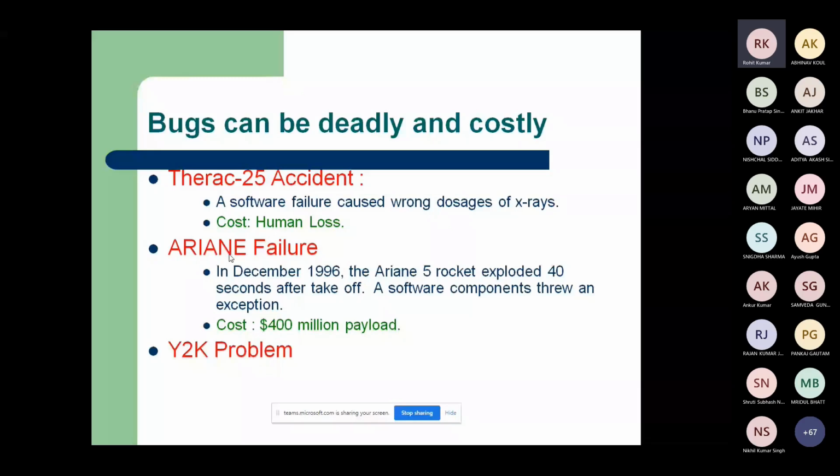Just after 40 seconds, a pretty simple exception was thrown which could not be caught, and then the system behaved differently. That's all I can say at this point of time. So this costed a $400 million payload, which went in vain. And then generally we say that this was the modeling problem, this Y2K problem.